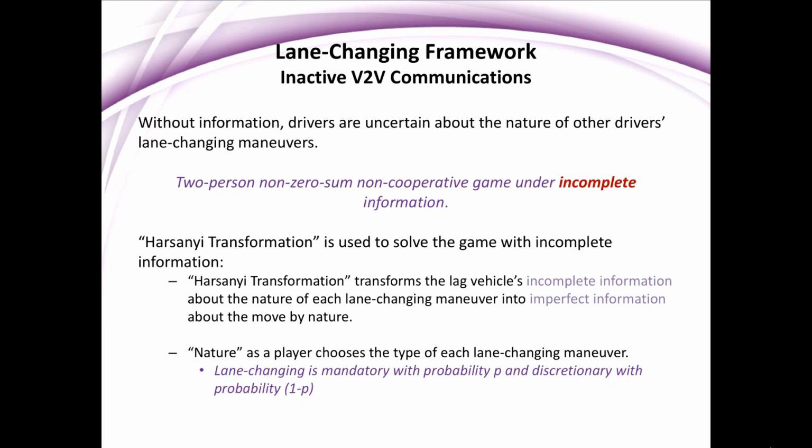In other words, it transforms the lag vehicle's incomplete information about the nature of each lane changing maneuver into imperfect information. Imperfect information means we know that with probability P, it's going to be mandatory, and with probability 1 minus P, it's going to be discretionary. What does that mean? Let me show you.